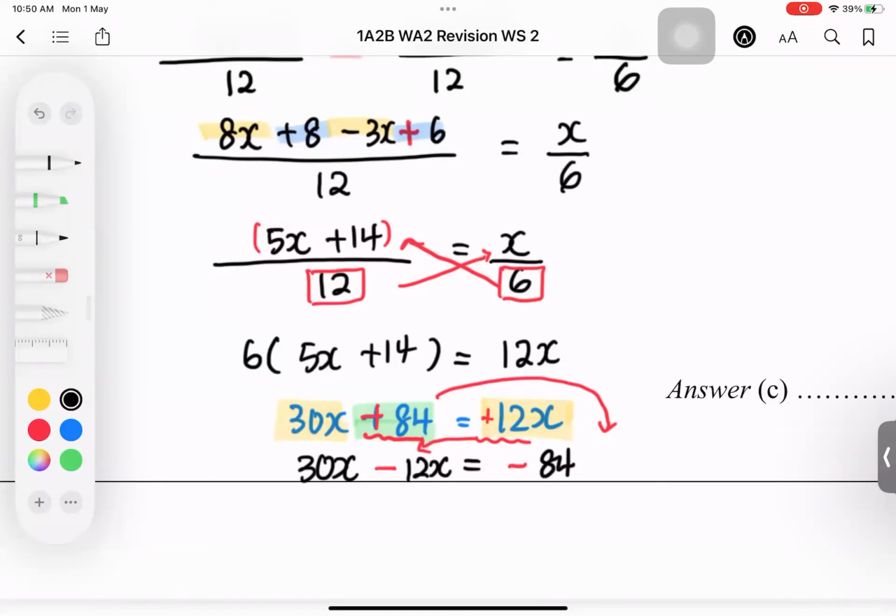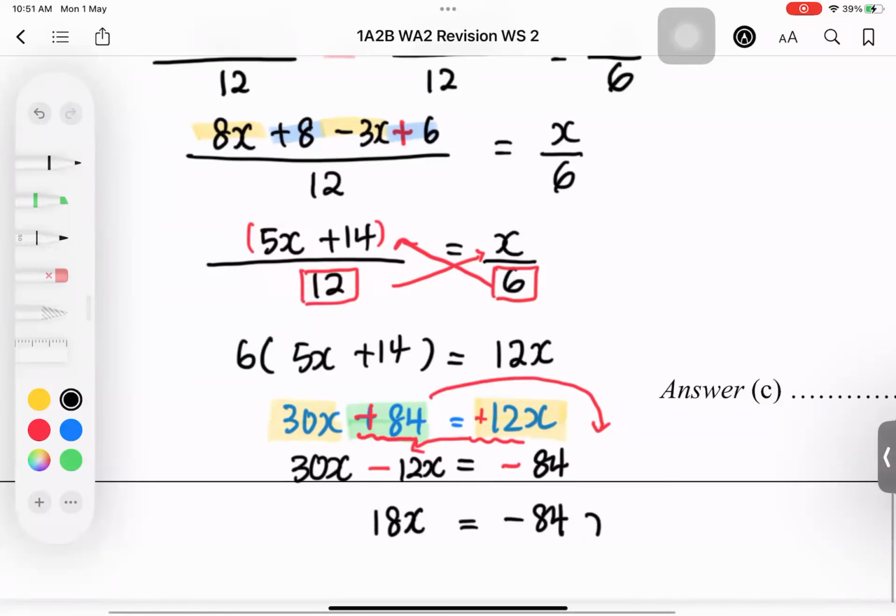Okay, now let us simplify. 30 minus 12 gives you 18x equals negative 84. Can anyone tell me how to get the next answer? How do I get x?